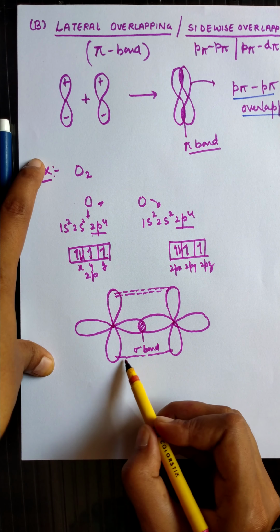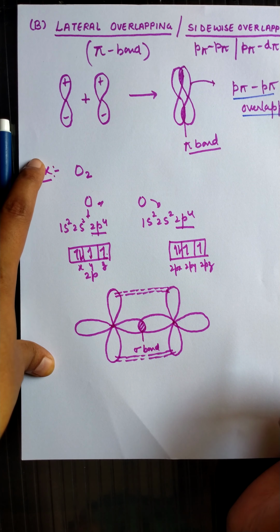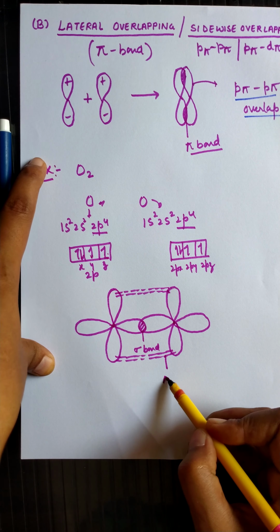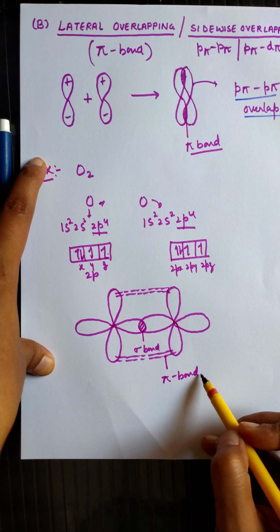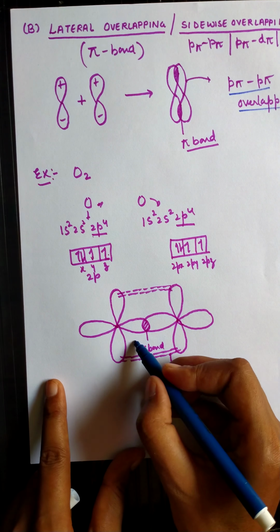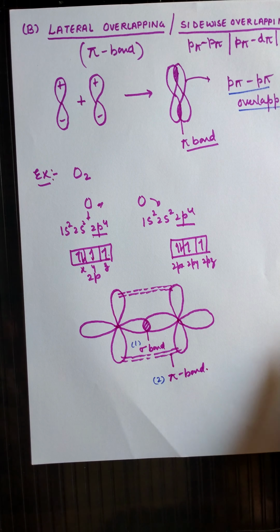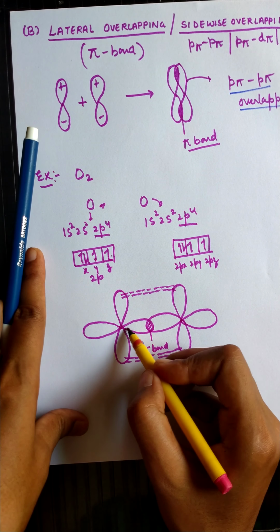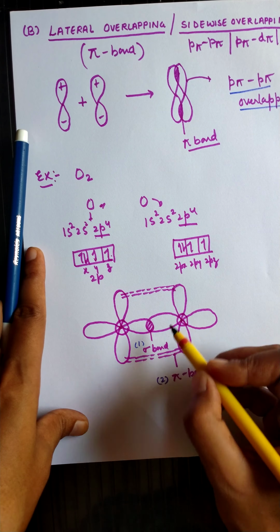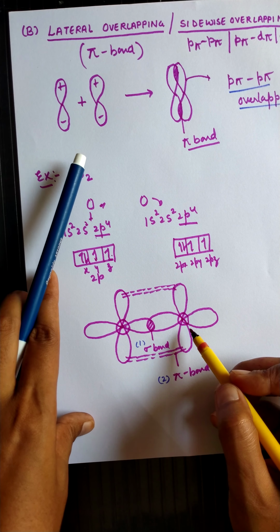These dots or lines represent the overlapping of the p orbitals, and the bond formed due to this is called the pi bond. This is the second bond. So first of all, the sigma bond will be formed, and second, the pi bond will be formed like this. This is for one oxygen atom, and this is for the second oxygen atom.